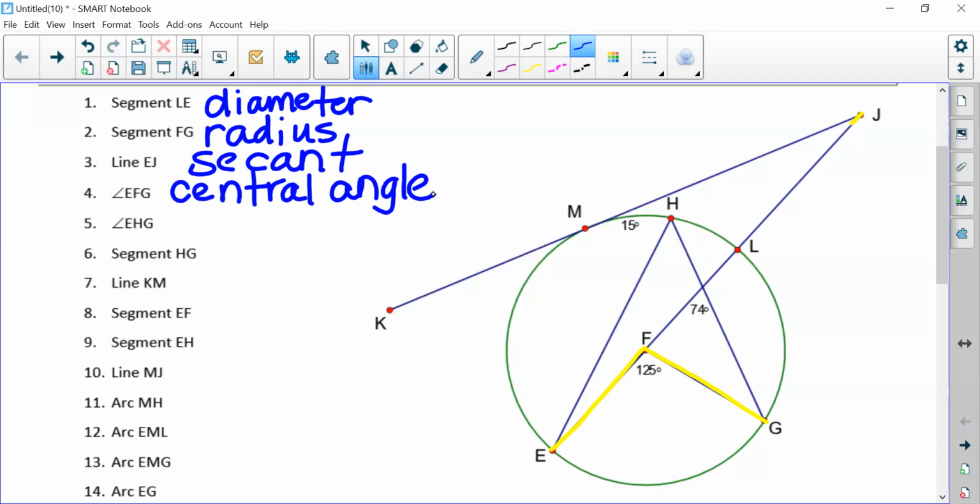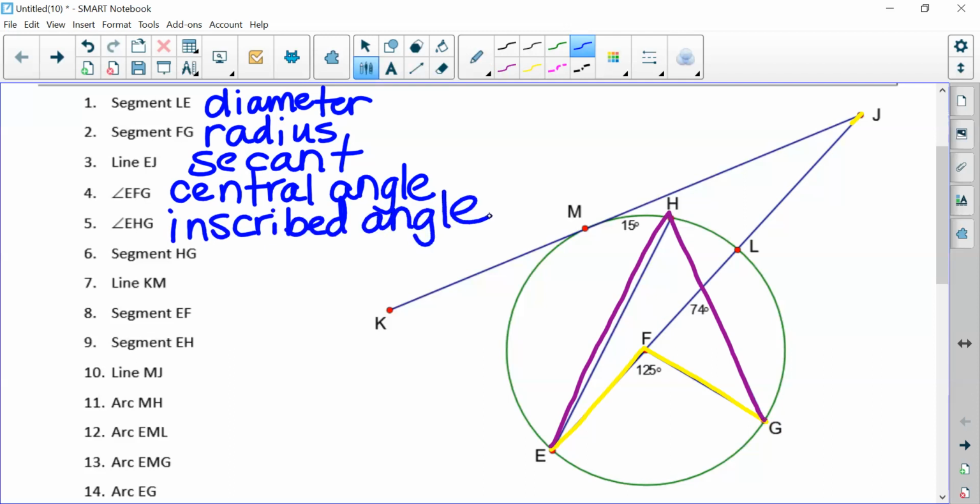Okay. Number 5 asks, how would we describe angle EHG? So here we go, our angle that's highlighted in purple, okay? Look at it, the vertex, which is at point H of this angle, is on the circle. So by definition, angle EHG is an inscribed angle.